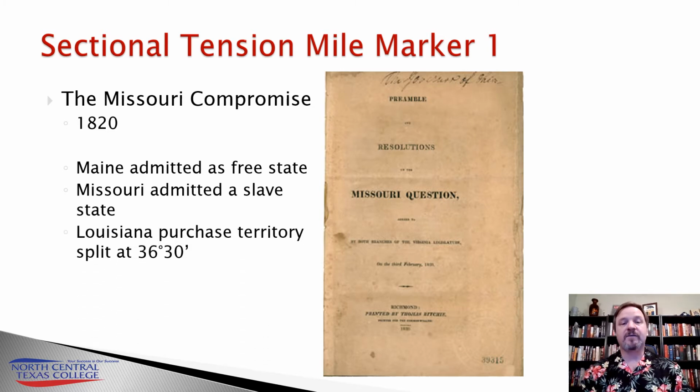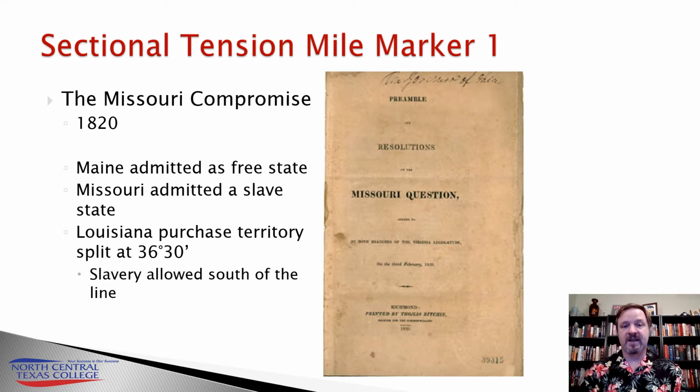With the rest of the Louisiana Purchase territory, it also determined how slavery would be determined there, right? It divided everything along the southern border of Missouri, the 36°30′ line. Everything below that line would allow slavery. Slavery could exist anywhere south of that line. North of that line, slavery was prohibited, right?